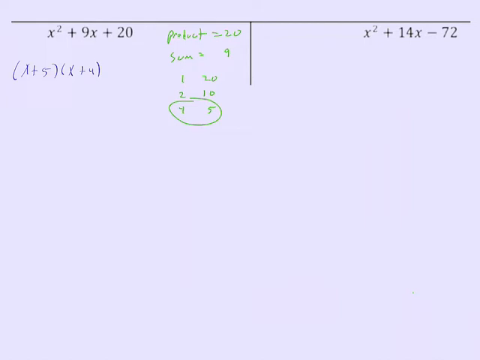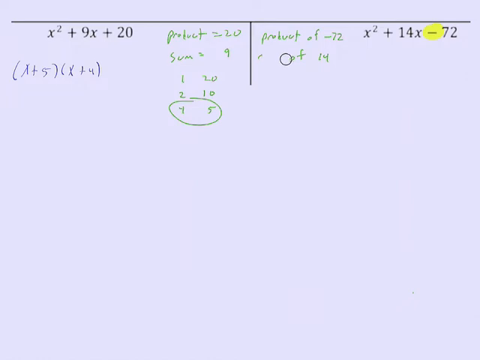Looking at the next one, x squared plus 14x minus 72, I want you to notice here that minus sign makes a big difference. Because we're looking for two numbers that have a product of negative 72, that means that one of them has to be positive, the other one has to be negative. And we're looking for two numbers that have a sum of positive 14.